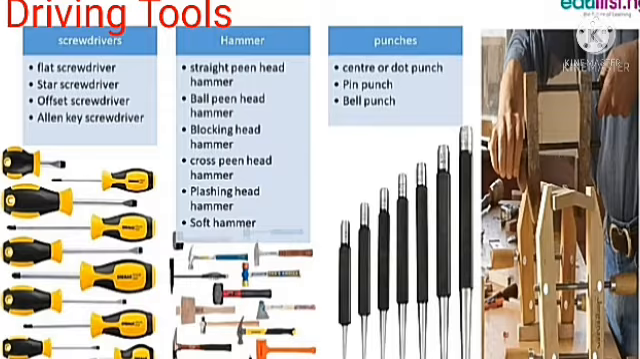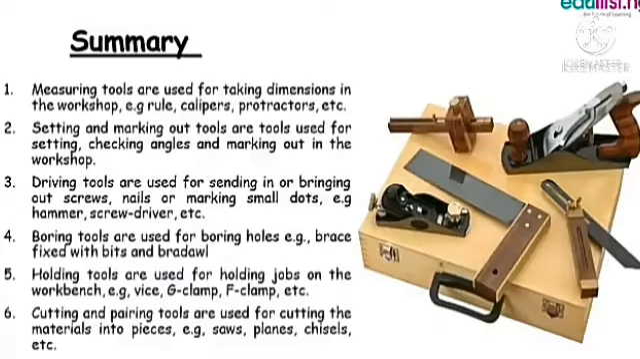Other categories of tools are the driving tools. The driving tools are tools used to push screws or nails into wood to hold a piece of wood together. We have screwdrivers, we have hammers, and we have punches. There are different types of screwdrivers as listed there. We also have different types of hammers, and different types of punches, also listed.